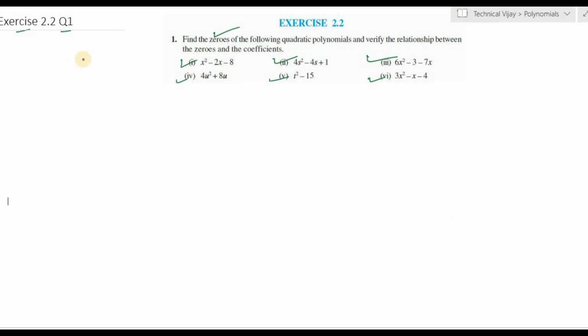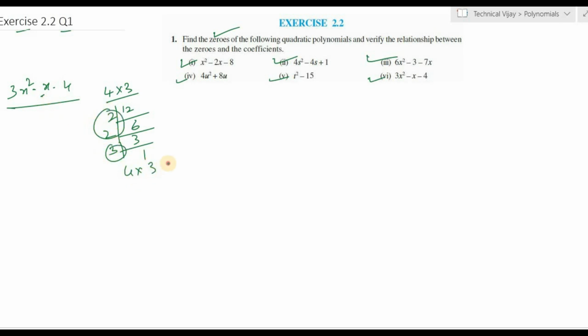Here in this sixth question, that is 3x square minus x minus 4. Here 4 into 3 is equal to 12. The factors for this one will be 2 and 6, 2 and 3, and 3 and 1. So here we should get 4 and 3. So 4 into 3 equal to 12, and 4 minus 3 is equal to 1. So 3x square plus 3x minus 4x minus 4.